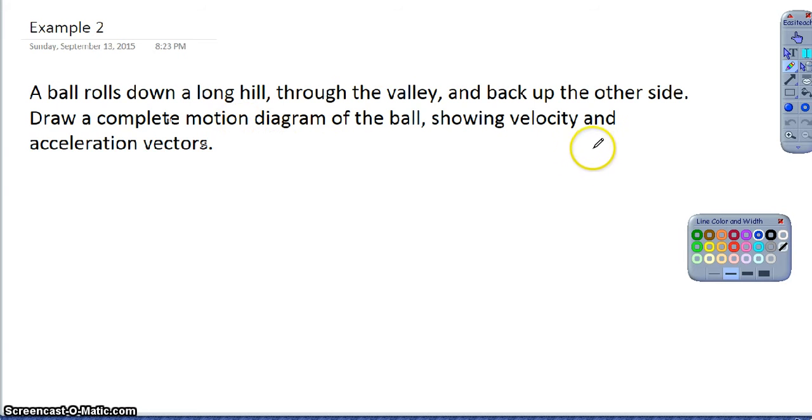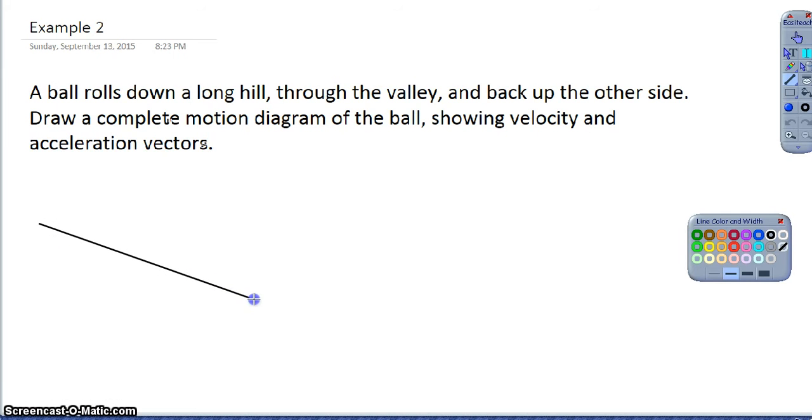This is another example that basically just has us illustrate this situation. So a ball rolls down a long hill through a valley and then back up the other side. Draw a complete motion diagram for this ball. And then it does ask us here, which it doesn't always, but in this case it wants us to show the velocity and the acceleration vectors in doing so.